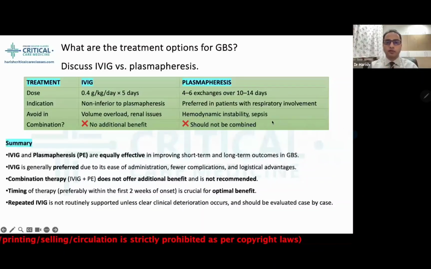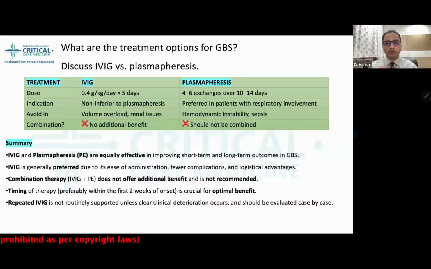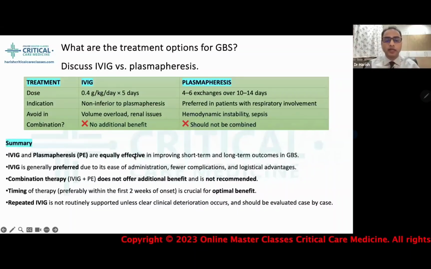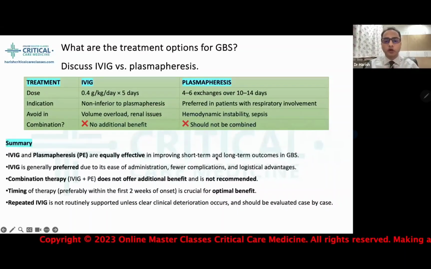If the patient is hemodynamically unstable or has ongoing sepsis, we can avoid plasmapheresis. Again, it should not be clubbed with IVIG. Suppose you have given IVIG and immediately do plasmapheresis: IVIG has a half-life of around 21 days, so some amount of IVIG may be removed with the plasmapheresis. Very, very important. In summary, IVIG and plasmapheresis are equally effective in improving short-term and long-term outcome in GB syndrome.